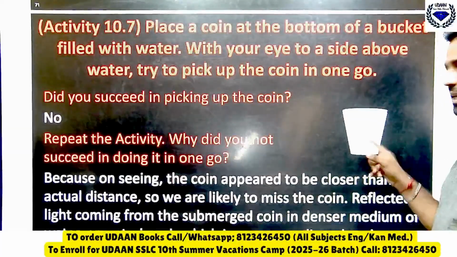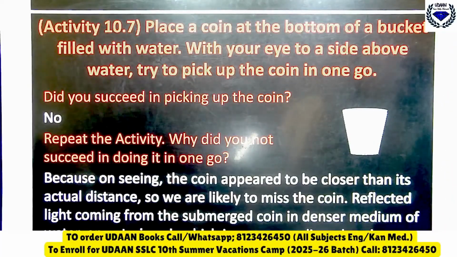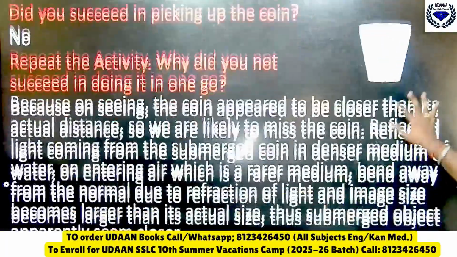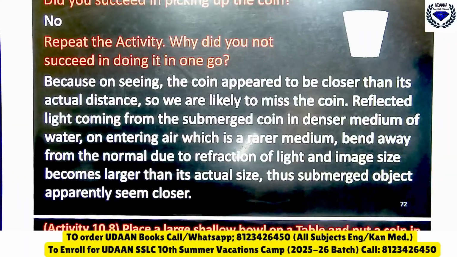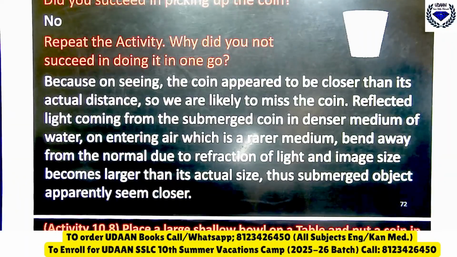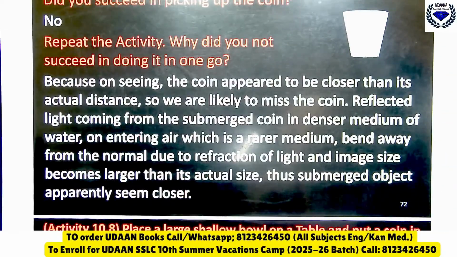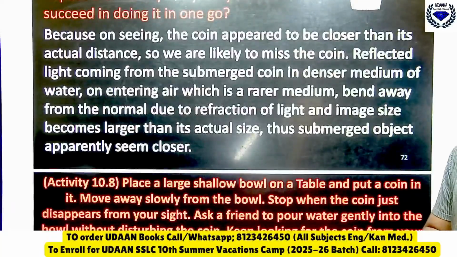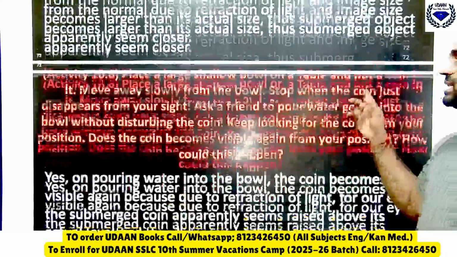Okay, in this bucket, put one coin, and with your eye to a side above water, try to pick up the coin in one go. Did you succeed? No. Why? Because on seeing, the coin appears to be closer than its actual distance, so we are likely to miss the coin. Reflected light coming from the submerged coin in the denser medium of water, on entering the air, which is a rarer medium, bends away from the normal due to the refraction of light, and the image size becomes larger than its actual size. The submerged object appears closer.